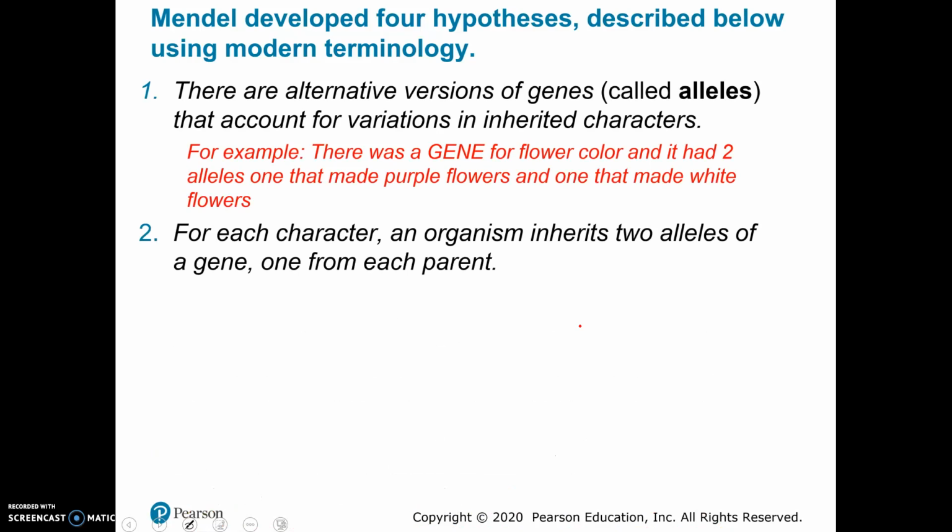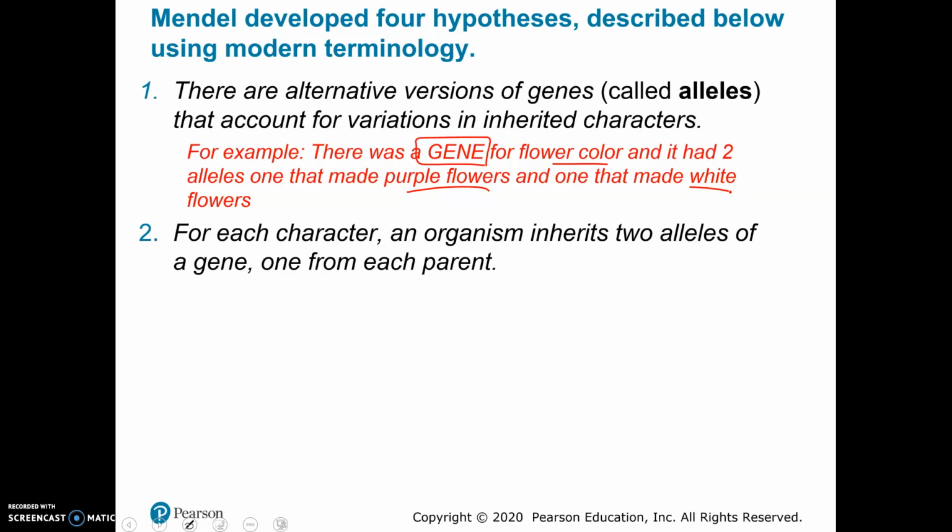So they actually show 4 different hypotheses here. The first one is that there's different versions of genes called alleles. So in this case, to apply this new vocabulary, there would be one gene for flower color, but it had 2 alleles, 2 versions. There was one that coded for making purple flowers and one that coded for making white flowers. So that was the first thing.